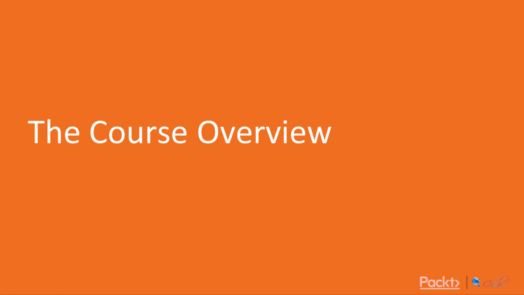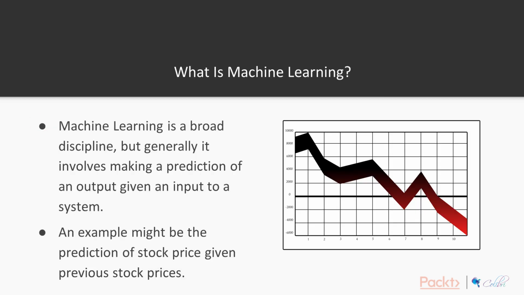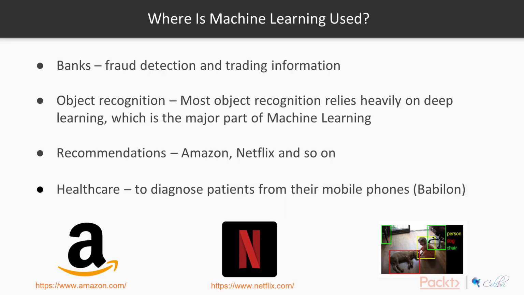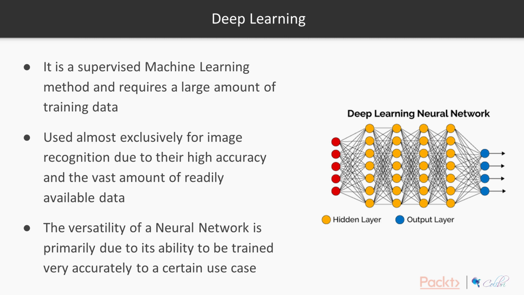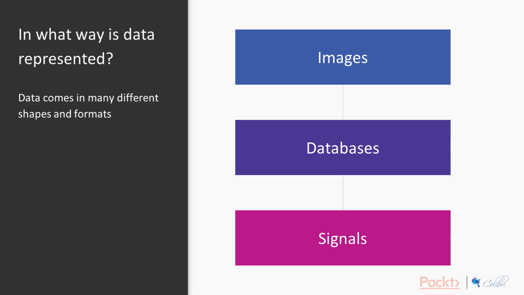This is going to be a brief introduction about what the course is about and what you can expect along the way. So what we'll learn, the first section is the purposes of machine learning, and this is a very gentle introduction to what machine learning actually is and how it can be used in real life. We'll be going through different machine learning algorithms, two main types of machine learning, and we'll also be looking at different data types and how we can use them.